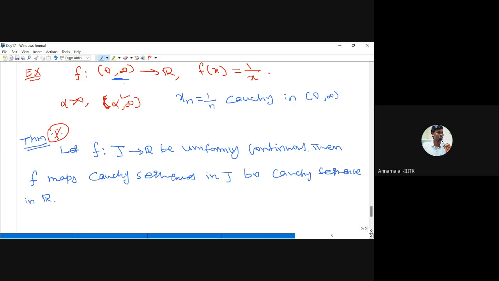Suppose we assume that f is uniformly continuous, then f of xn should be Cauchy. But what is f of xn? xn is 1 by n. 1 by 1 by n is nothing but n. But n is not Cauchy. Why is n not Cauchy? If it is Cauchy, it should converge. But n is a divergent sequence 1, 2, 3, 4, and so on, right? Therefore, we get a contradiction to this theorem. Therefore, this f of x equal to 1 by x, from open 0, infinity to R, is not uniformly continuous.